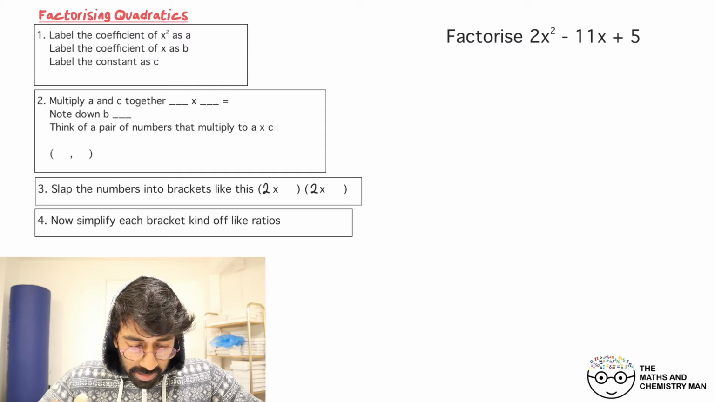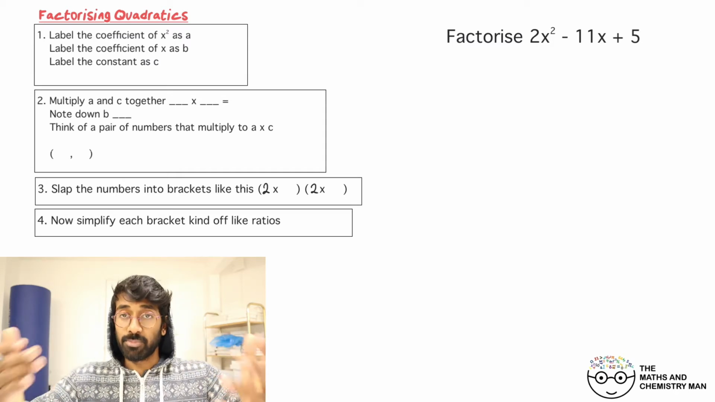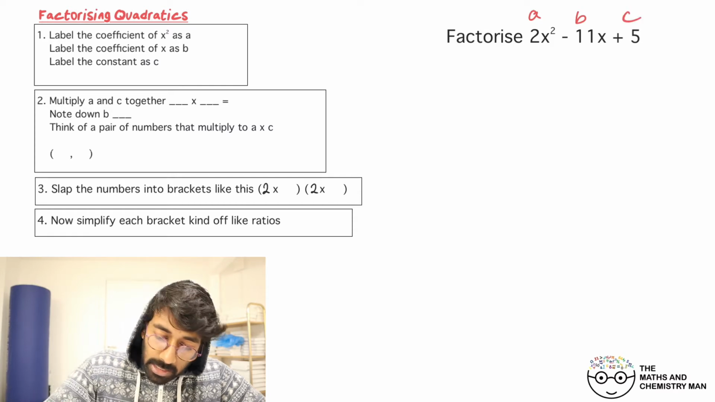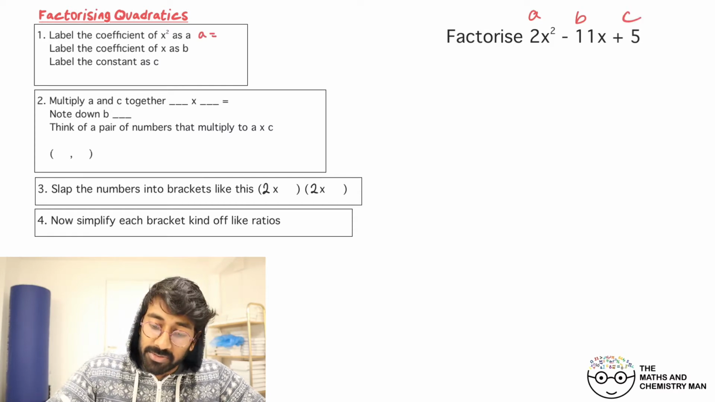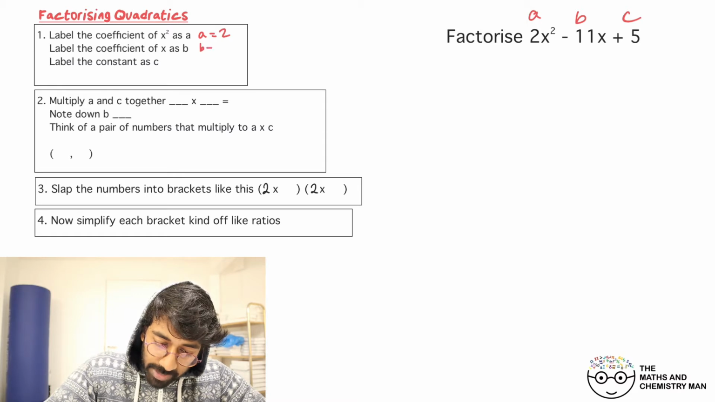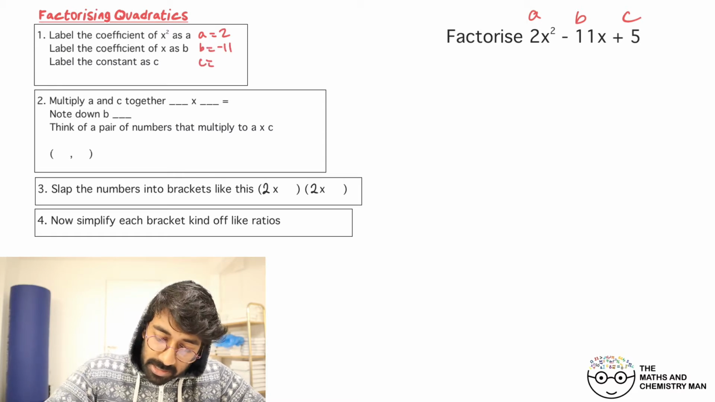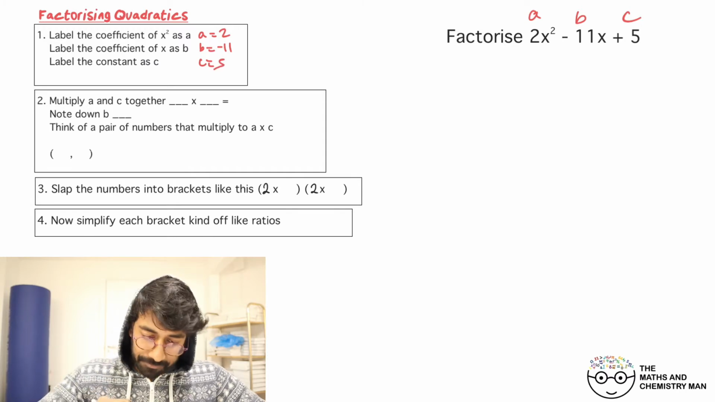It actually starts the same way as you've seen previously. We start by just labeling, right? So A, B, and C. A is just the number in front of the x squared, so that's 2 in this question. B is the number in front of the x, that's minus 11. And C is the constant on the end, which is 5.